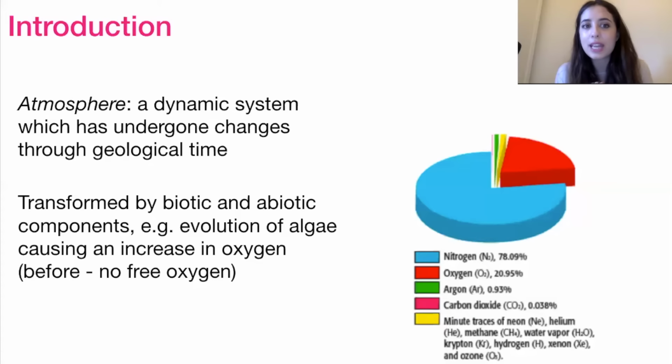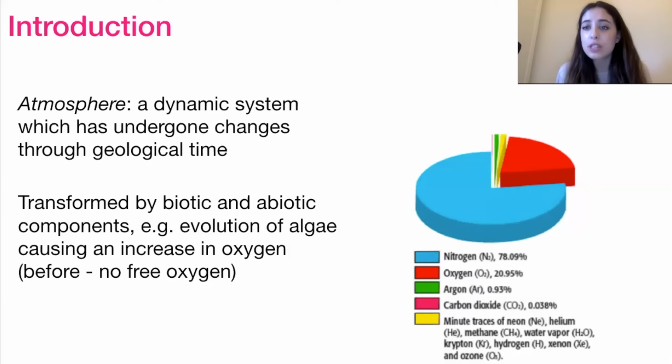So let's begin then by describing the atmosphere as a system. Just like any other, it's got transfers, transformations, and storages, and it's a very dynamic system in that it's undergone a lot of changes through geological time. On the right here, you can see a graph representing the gas proportions in the atmosphere. The majority is nitrogen, followed by oxygen, argon, carbon dioxide, and then small proportions of other gases.